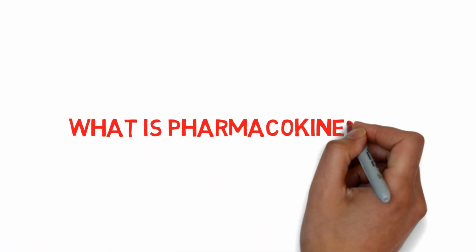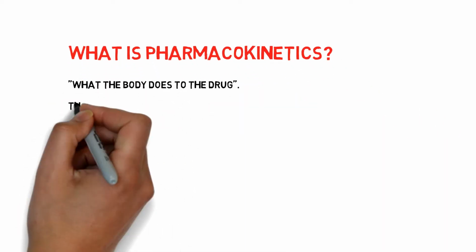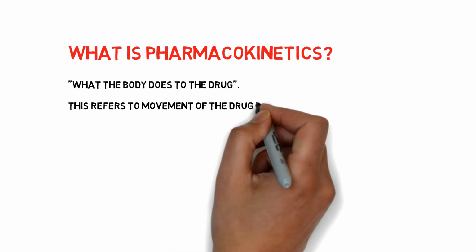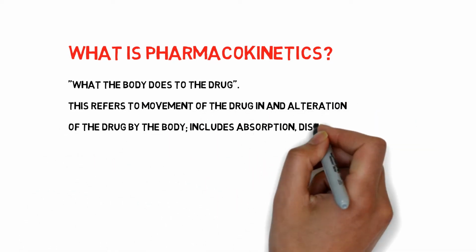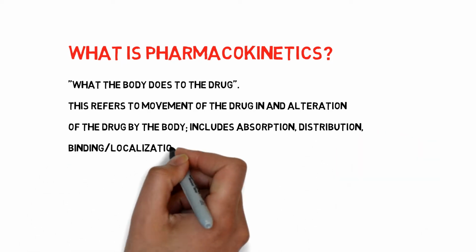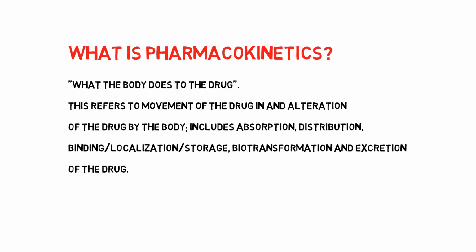Now what is pharmacokinetics? Its simple meaning is, what the body does to the drug. This refers to movement of the drug in and alteration of the drug by the body. It includes absorption, distribution, binding, localization, storage, biotransformation and excretion of the drug.